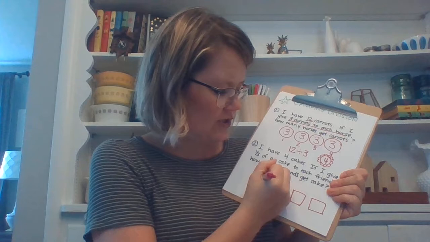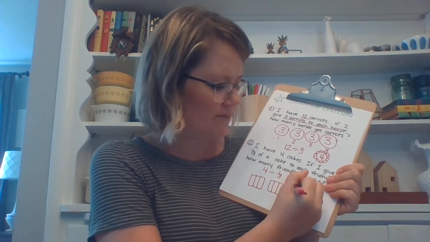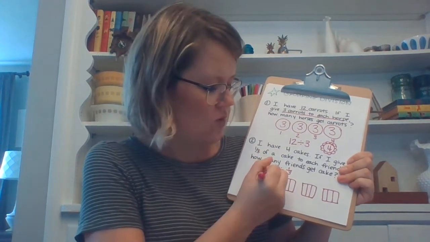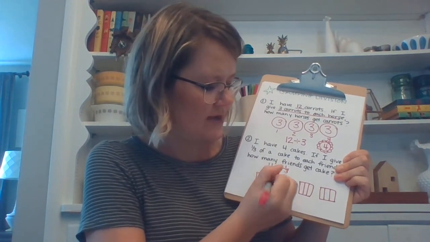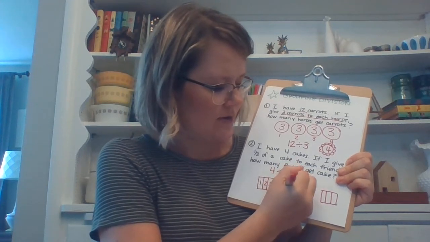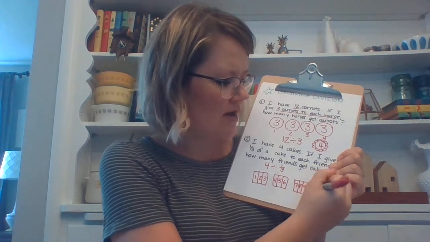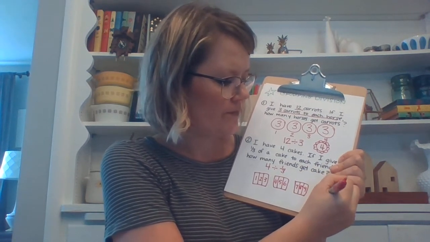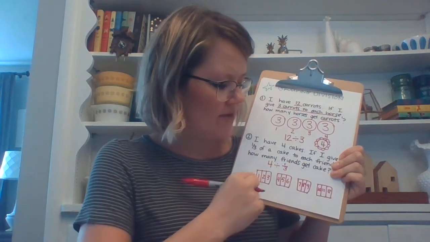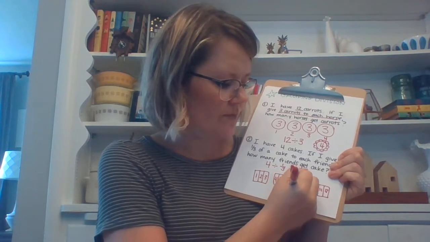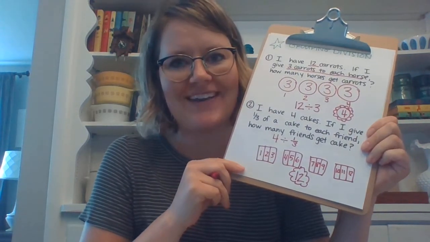So I can cut each of these cakes into 3 equal parts so that I can give 1/3 of them to each friend. So one friend gets that one, another friend, and another friend. So far, 6 friends have gotten 1/3 of a cake. Okay, so if I'm looking here, now I know that my answer is 12 because 12 friends will get 1/3 of a cake. All right, I hope that's really helpful to you as you work through the problems.